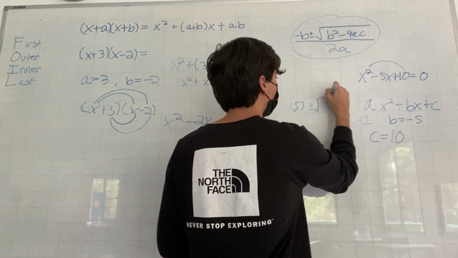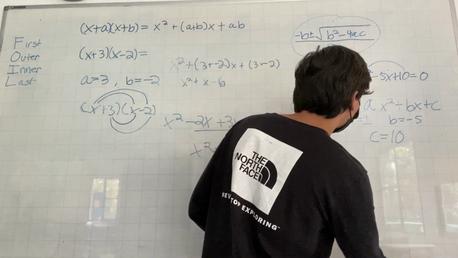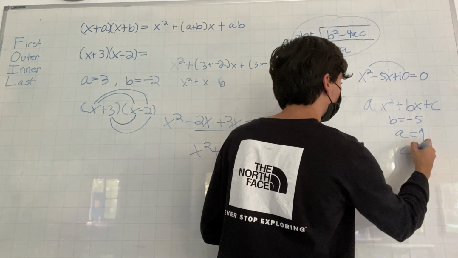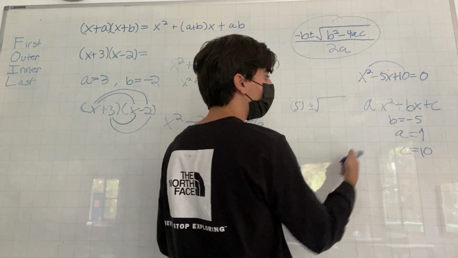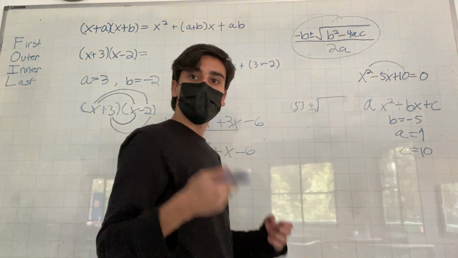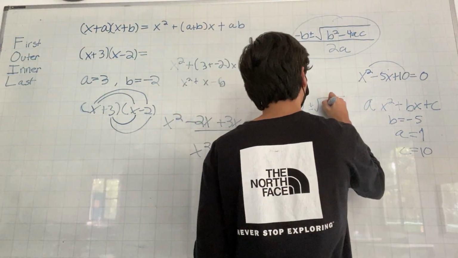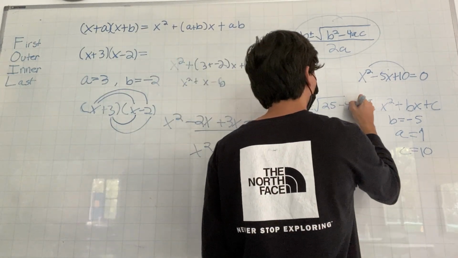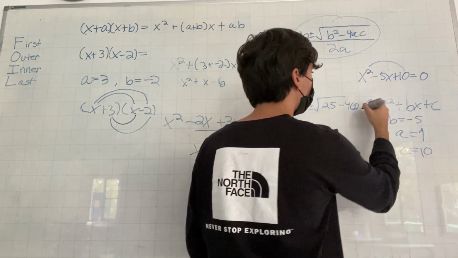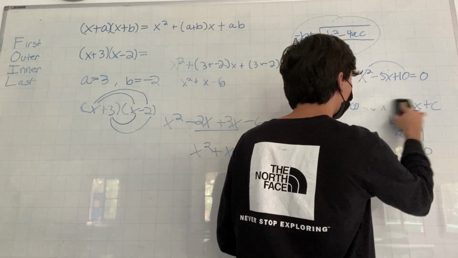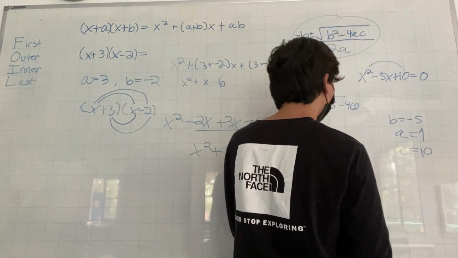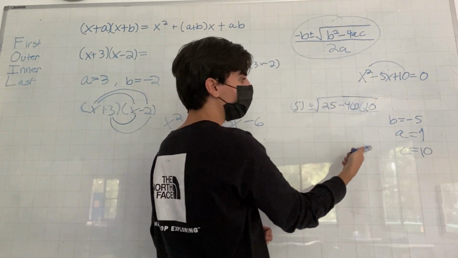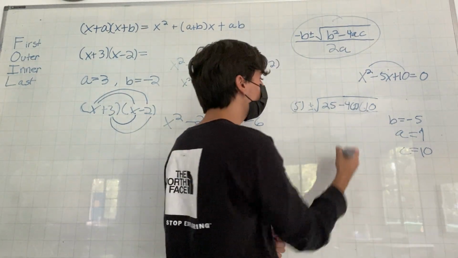Plus or minus the square root of b squared. So a is 1 and c is 10. b is negative 5, so what is negative 5 times negative 5? 25. So 25 minus 4 times a times c. So 4 times a, which is 1 in this case, times 10, divided by 2a. Since a is 1, 2 times 1 is 2.